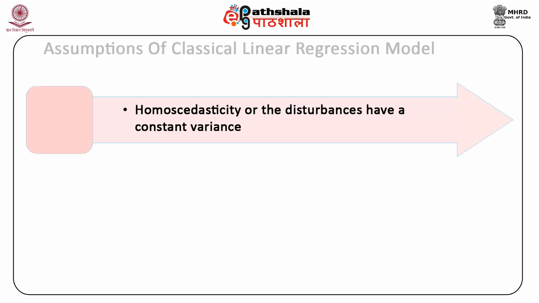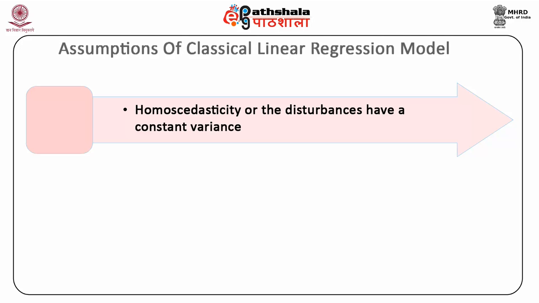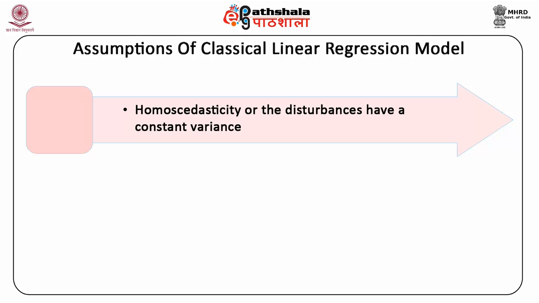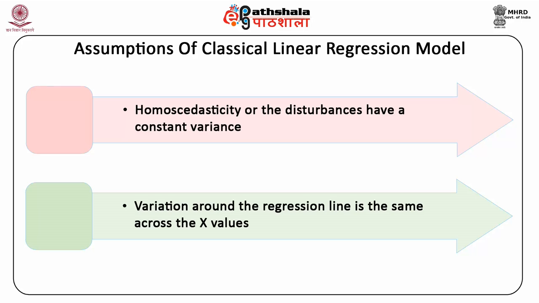Assumption 7. Homoscedasticity, or the disturbances have a constant variance. Given the value of x, the variance of ui is the same for all observations. That is, the conditional variances of ui are identical. Symbolically, we have variance of ui given xi is equal to sigma square. In other words, the variation around the regression line, which is the line of average relationship between y and x, is the same across the x values. That is, it neither increases nor decreases as x varies.